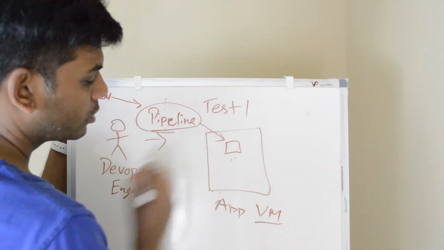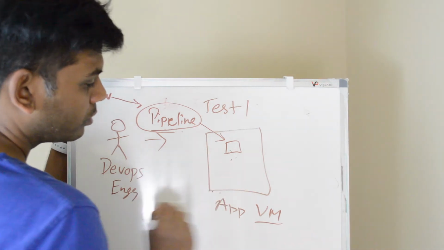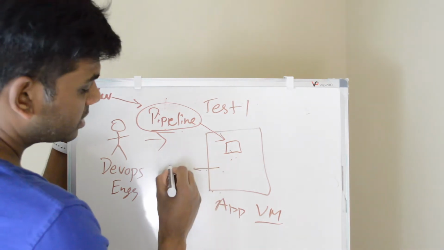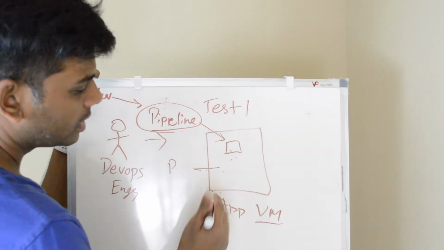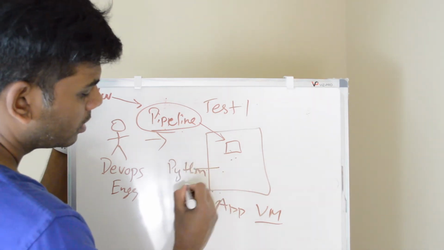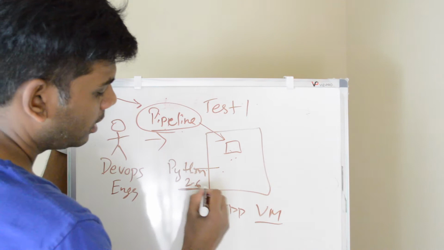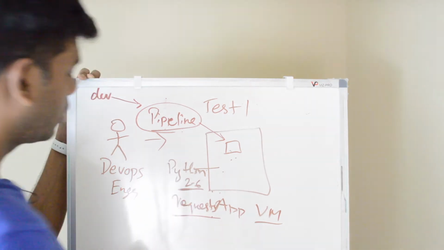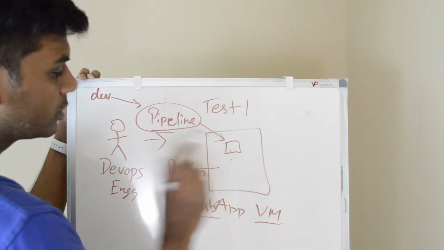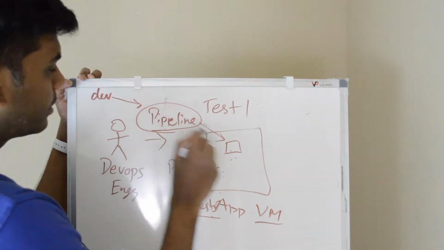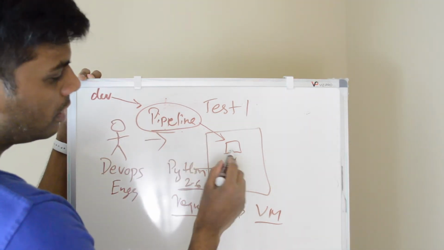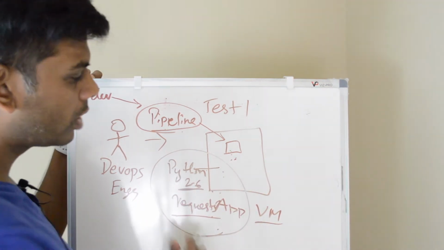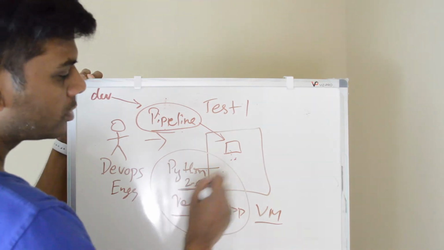So let's say this is the Python code. Now an important thing to consider is that this VM currently has Python, let's say 2.6, and it does not have the requests package. So this is the configuration on this VM. This pipeline has deployed his code here, but that's just the code. All these dependencies are not deployed. They don't exist on this VM.